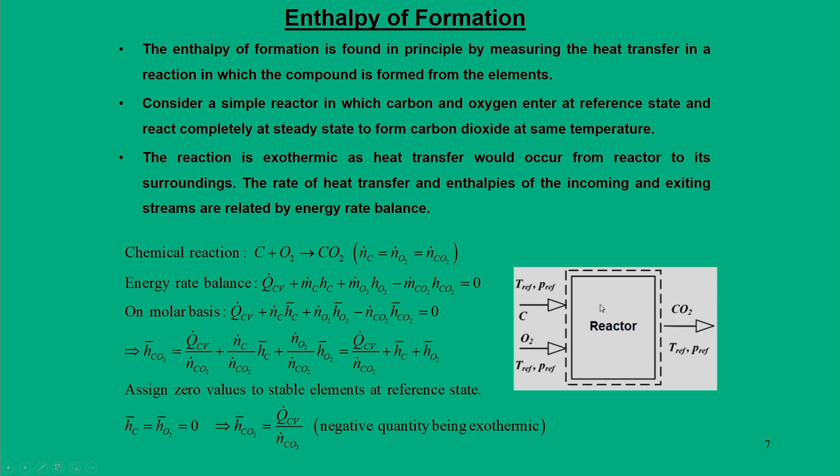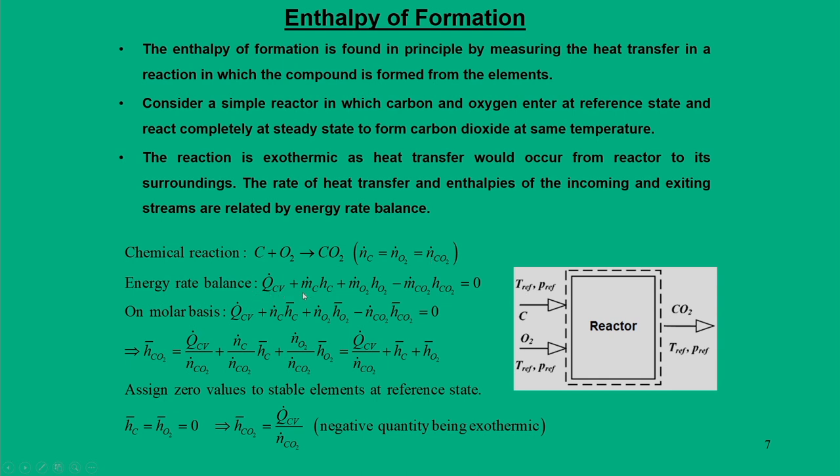You can think of a simple reactor where carbon and oxygen enter at reference state and pressure, and leave at the same reference pressure and temperature with CO2 formed. Basically, this reference temperature and pressure is 1 atmosphere and 298.15 Kelvin. Through this reaction, during this formation process, if you want to calculate the enthalpy of formation of CO2, one can find it through the energy balance equations. To do that, the first thing you have to do is write the chemical reaction, that is, carbon plus oxygen gives CO2, and for all these we can find the stoichiometric coefficients, the number of moles.